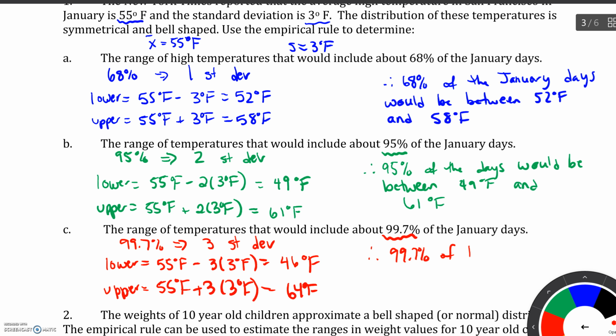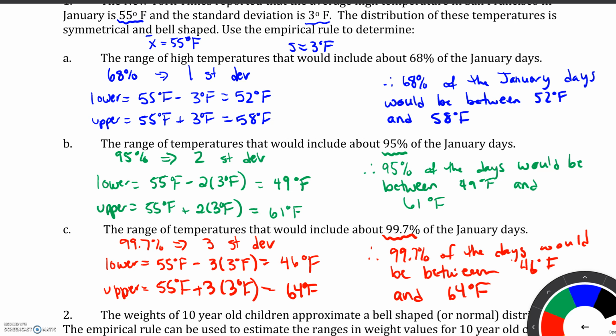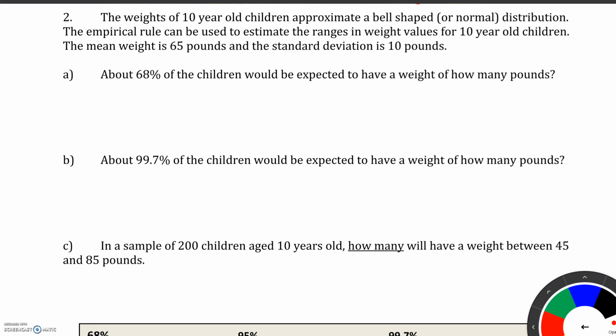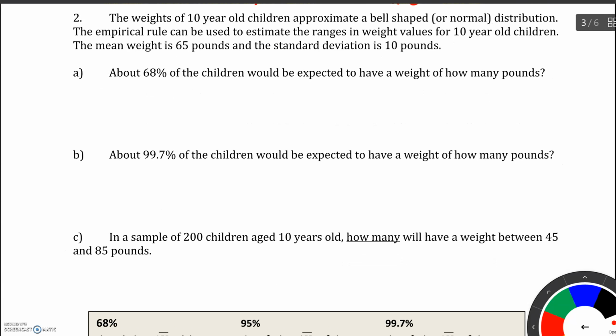99.7% of the days would be between 46 degrees Fahrenheit and 64 degrees Fahrenheit. Okay. For other questions, again, we have to pay attention to what percent range we're being asked to find, and then make sure we extract the correct information about the mean and standard deviation.